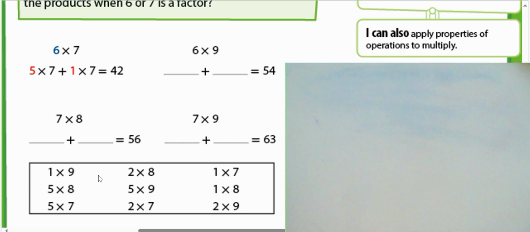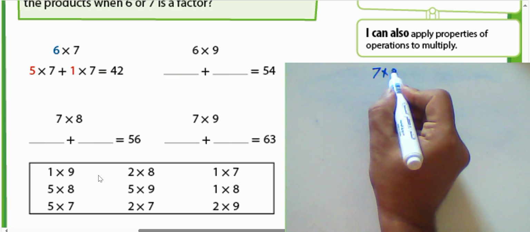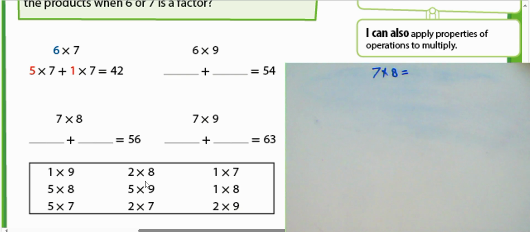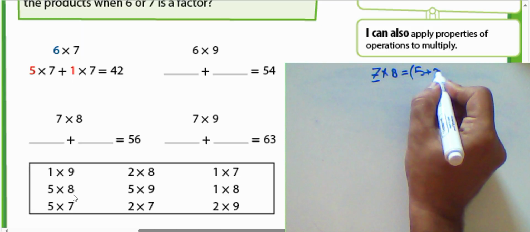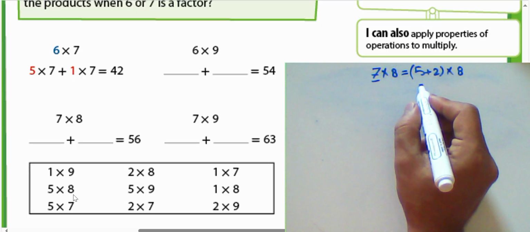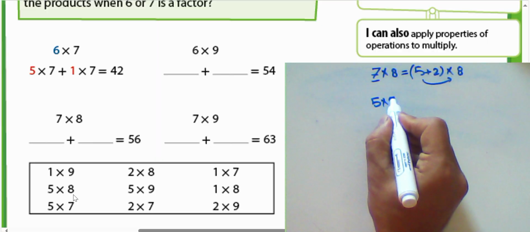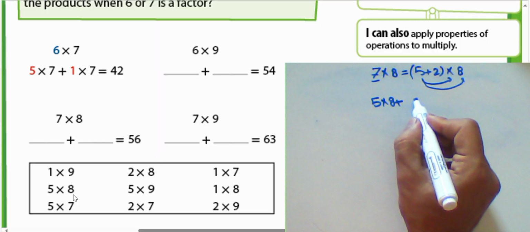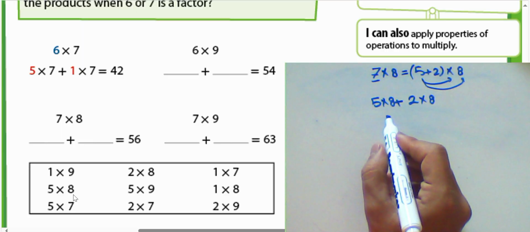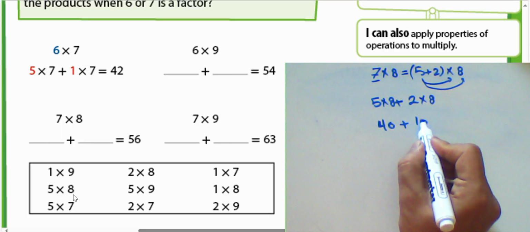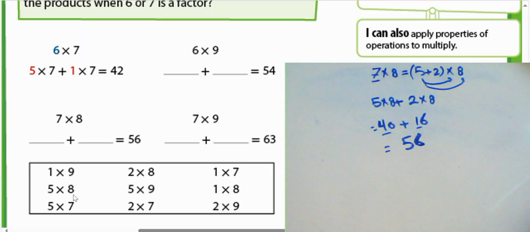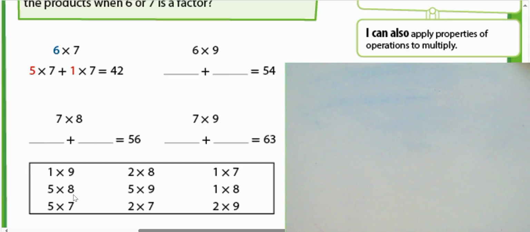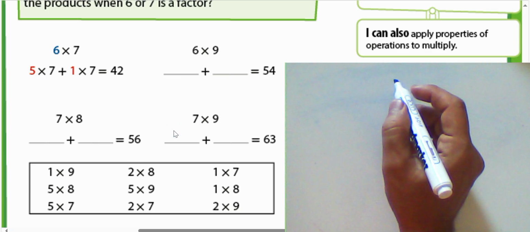The result will be 54. And also we have 7 times 8. What can we choose here? We have 2 times 8 and 5 times 8. Then 7 equals 5 plus 2, multiplied by 8. Using 5 times 8 and 2 times 8: 5 times 8 equals 40 and 2 times 8 equals 16. 6 plus 0 is 6, and 1 plus 4 equals 5. The result will be 56. Okay. Also 7 times 9.